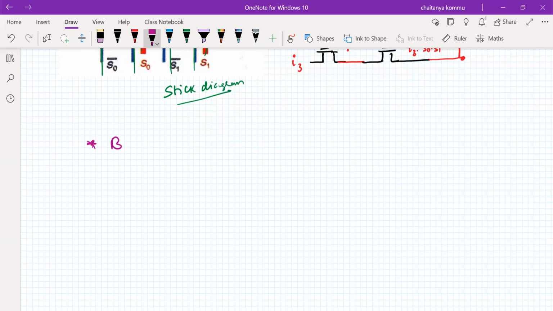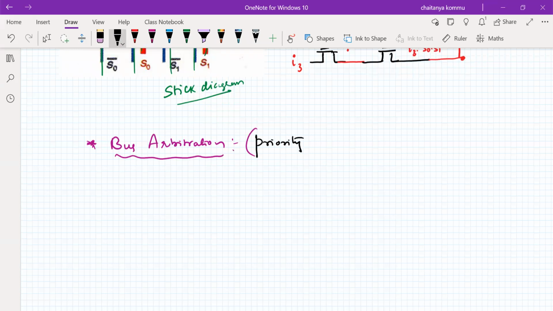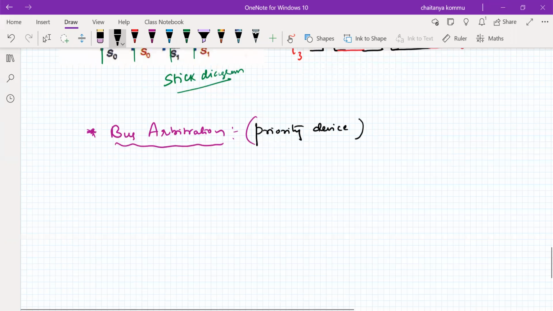The next one is bus arbitration, which is nothing but a priority encoder. So priority, not parity, device. There are a number of bits, and we just have to give the priority among them. So how do we do that?